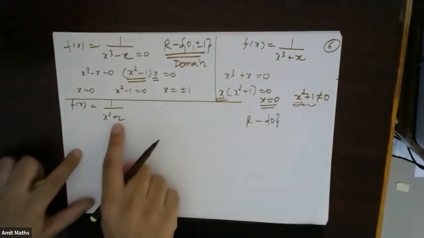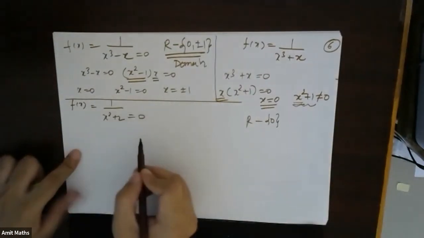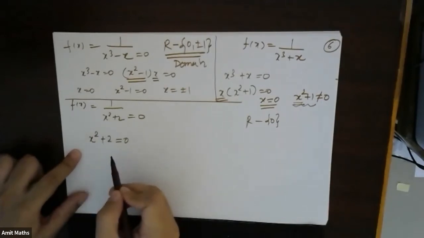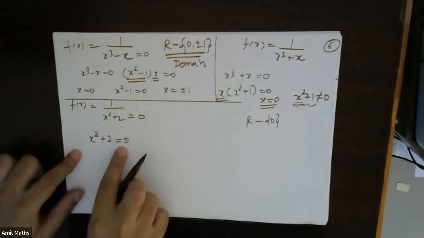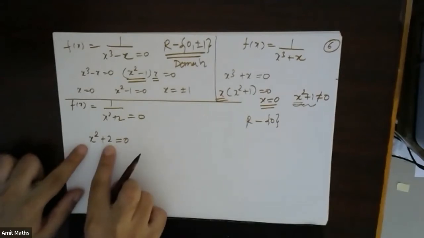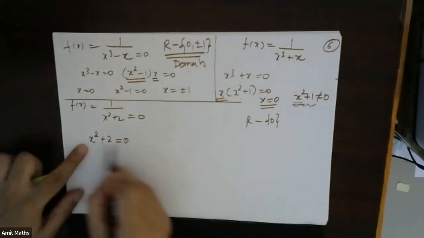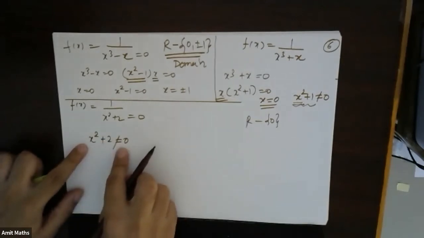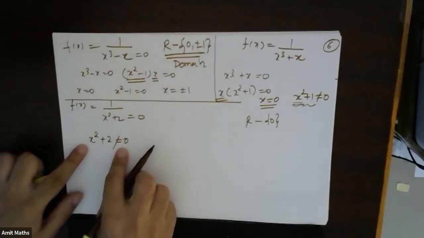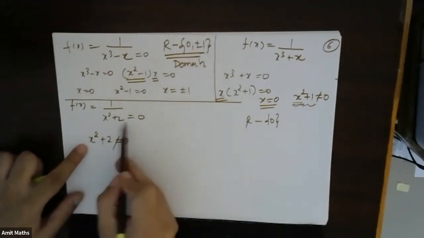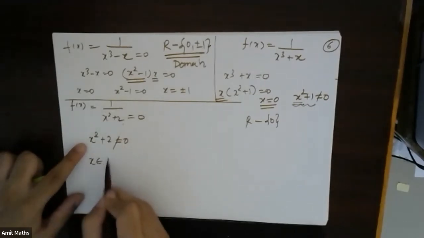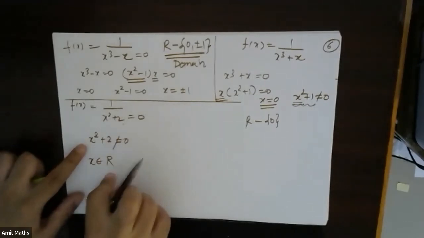Okay. Look at the last case. I will check whether this is equal to 0 at any point. So x square plus 2 is equal to 0. Is this ever possible for real numbers of x? No. x square plus 2 will never be equal to 0 for any real value of x. That means all the values of x can be taken in this. So in this, x belongs to real numbers in the domain.